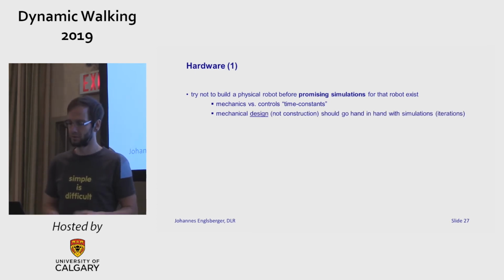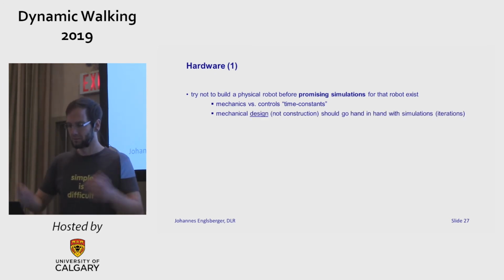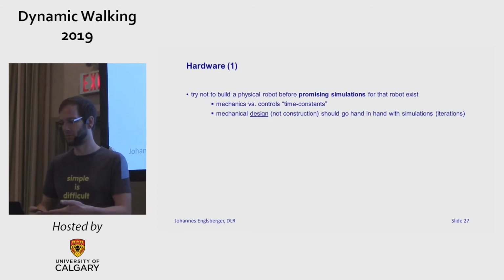Typically, control guys are very much lagging behind. Then the mechanics guys get bored, build new hardware, no one knows how to control it, and it starts all over. So what's maybe obvious, but I still propose once again: the mechanical design, not the construction of the actual hardware, should go hand in hand with simulations, and only once promising simulations are achieved, go for the physical one.